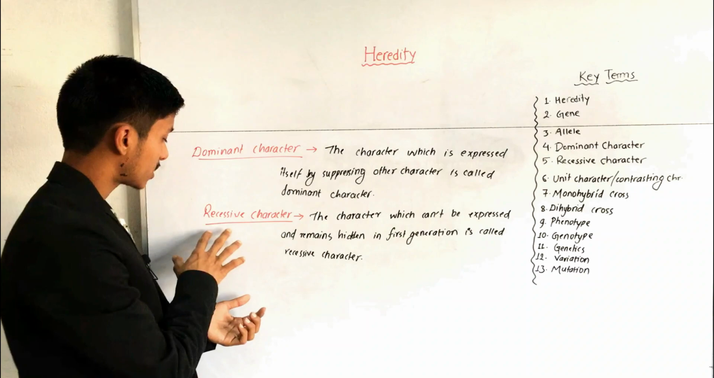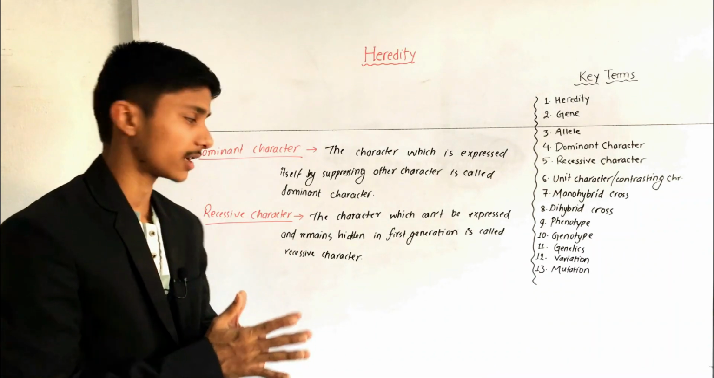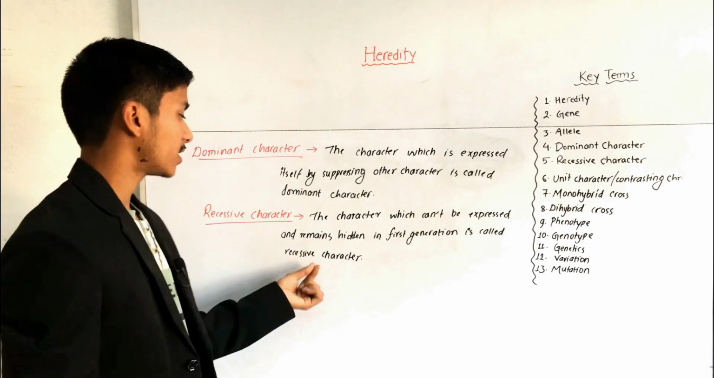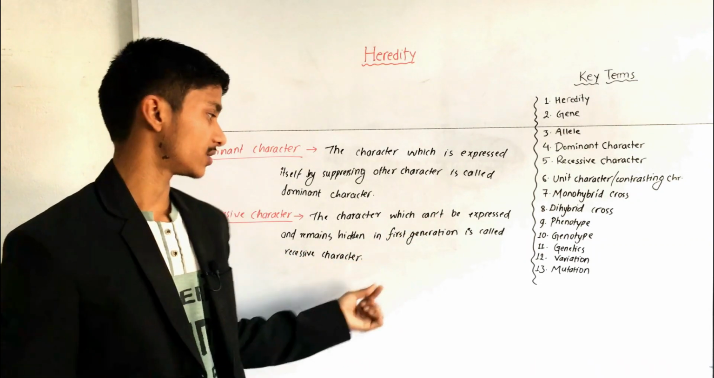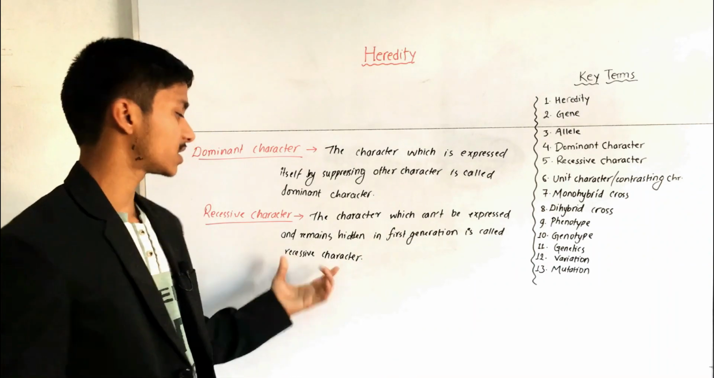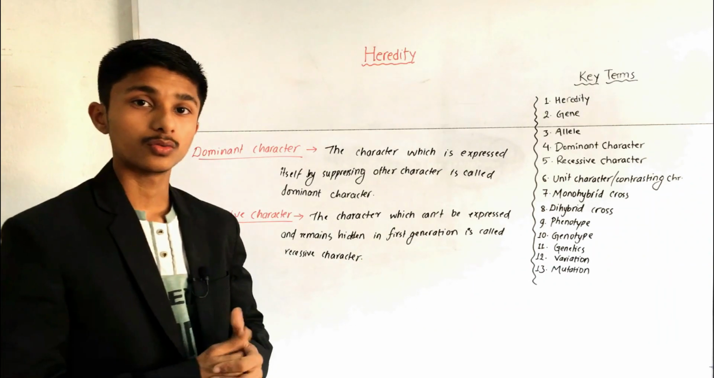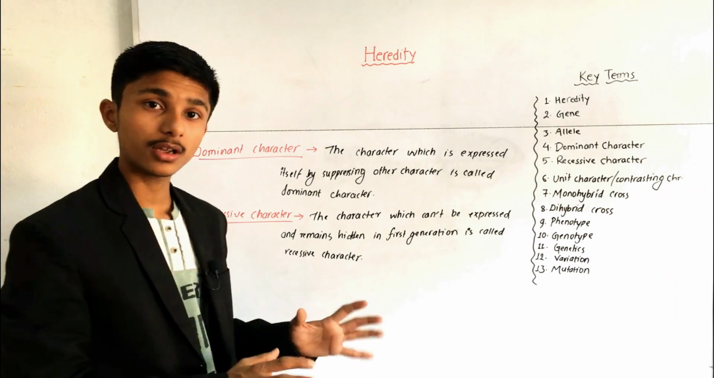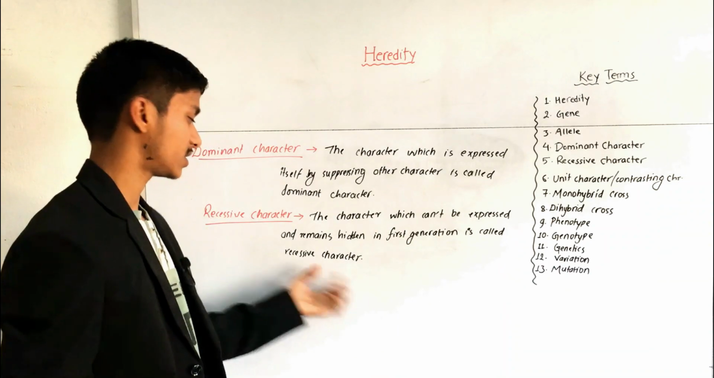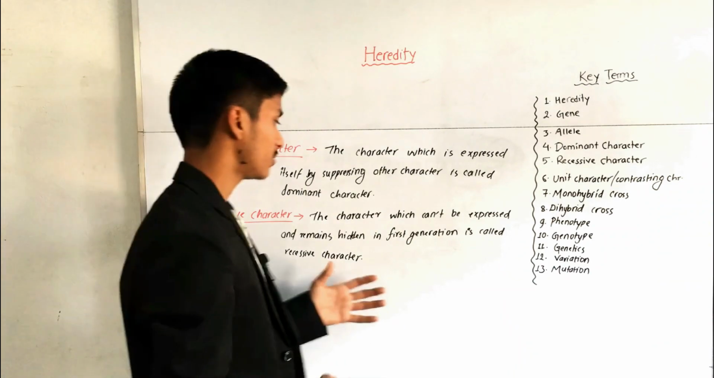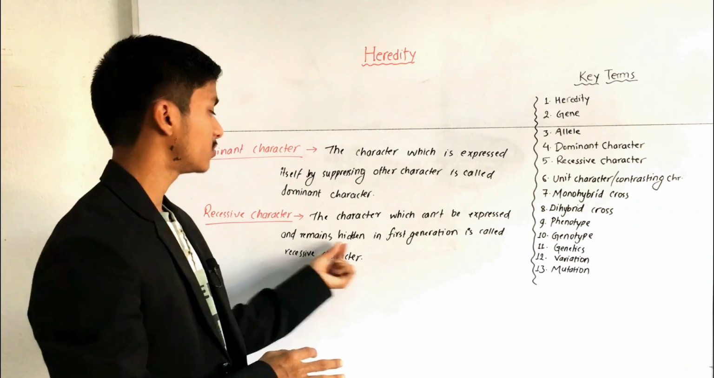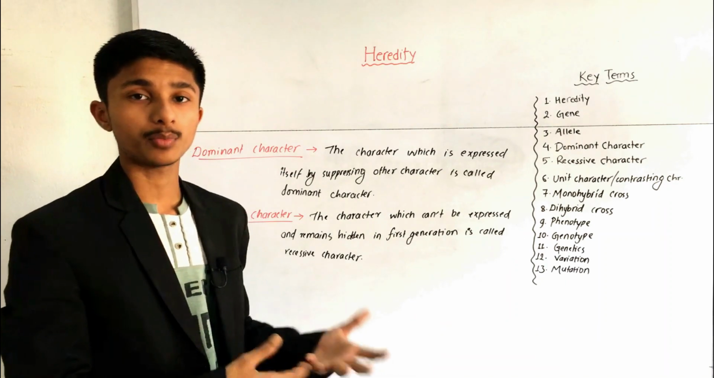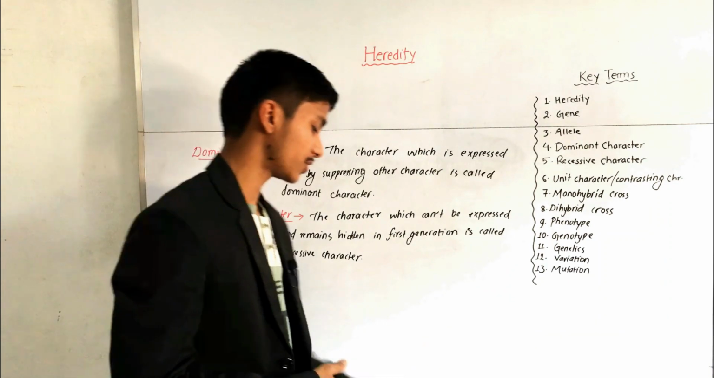Now we discuss recessive character. What is a recessive character? The character which cannot be expressed and remains hidden in the F1 generation, or first generation, is called a recessive character. It does not get expressed in the first generation and remains hidden. In the F2 generation, or second generation, it may appear, it may be expressed.